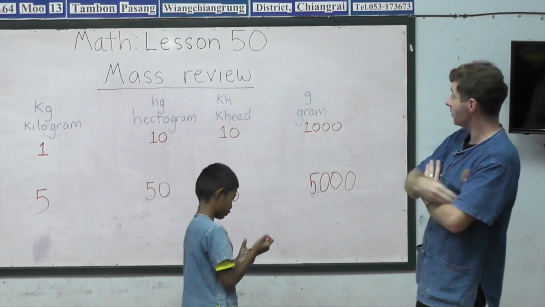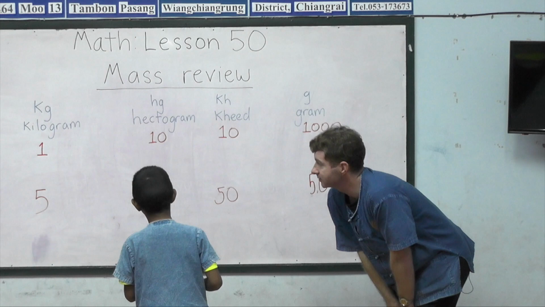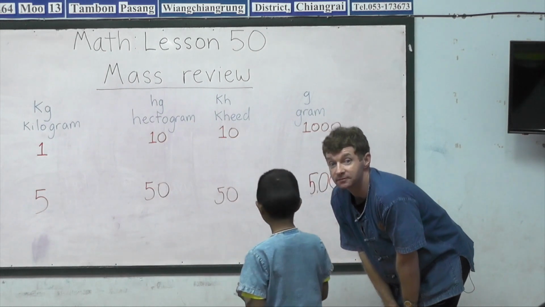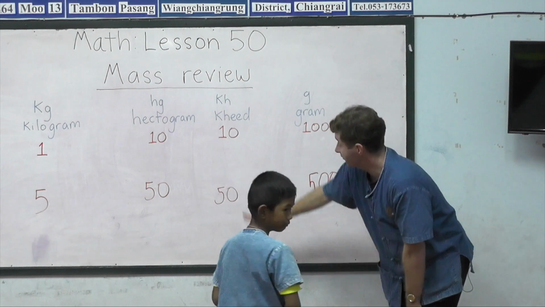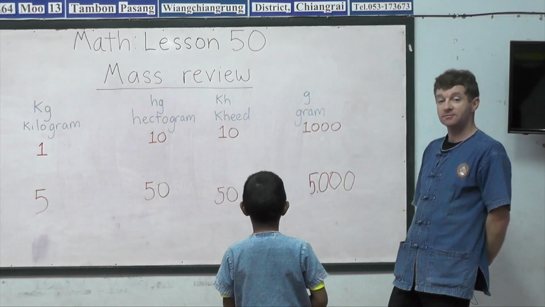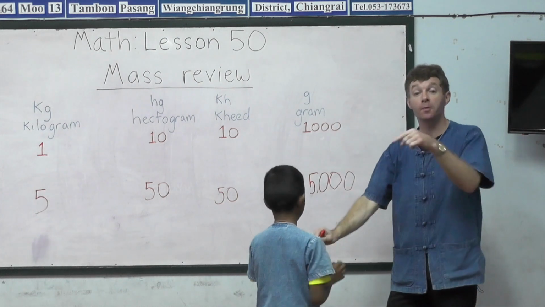Excellent. So, ready, Pat? 5 kilograms equals 50 hectograms, 50 kid. How many grams? 5,000 grams. Excellent. High five. Round of applause for Pat.